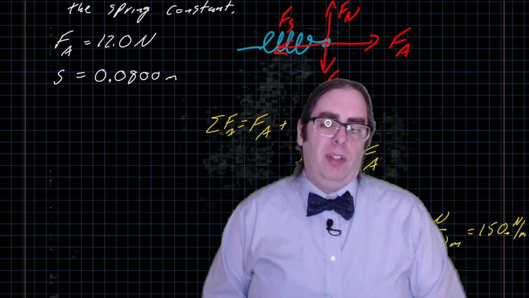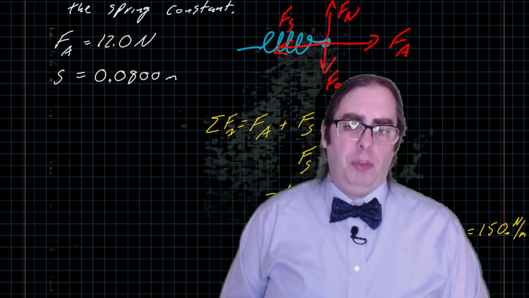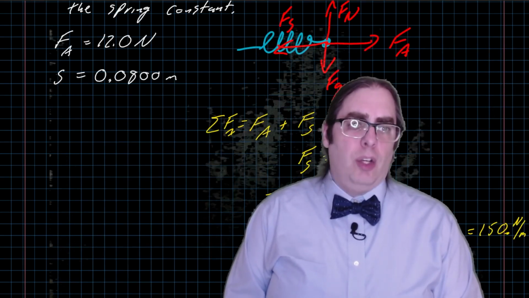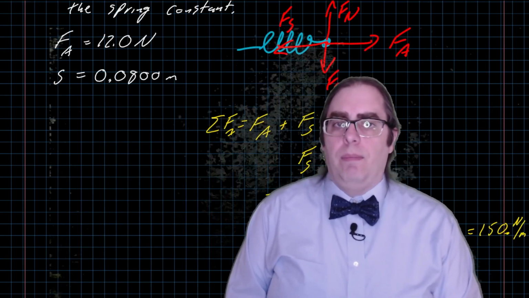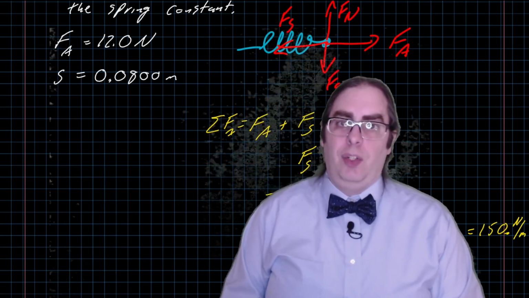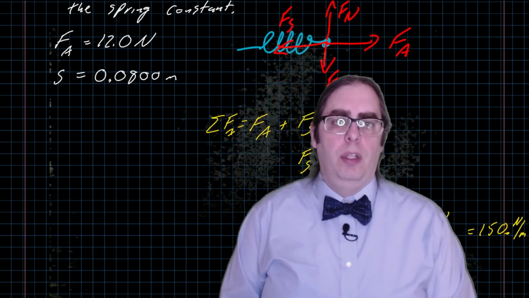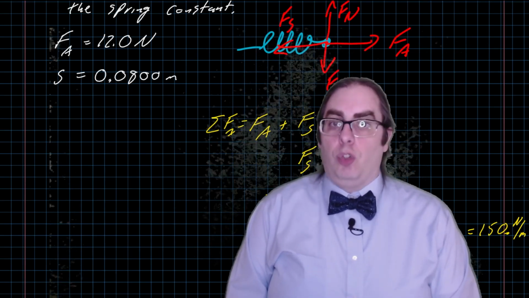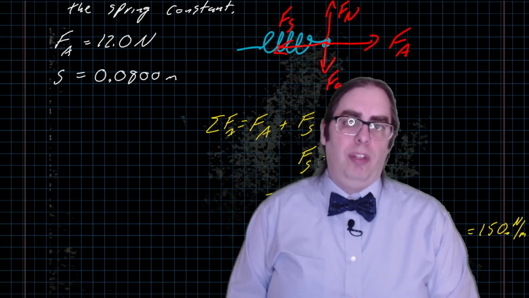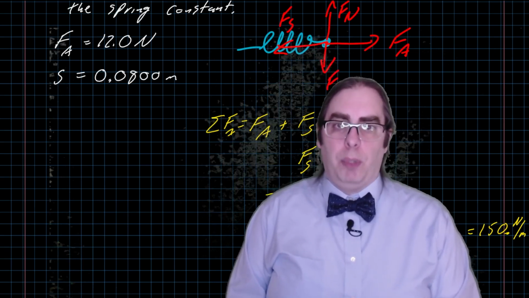Very often when a student first sees those units of newtons per meter, I get the question of, well, can't we reduce that? Remember, a newton is a kilogram meter per second squared, so the meters could cancel each other out, and this unit is equivalently kilograms per square second.